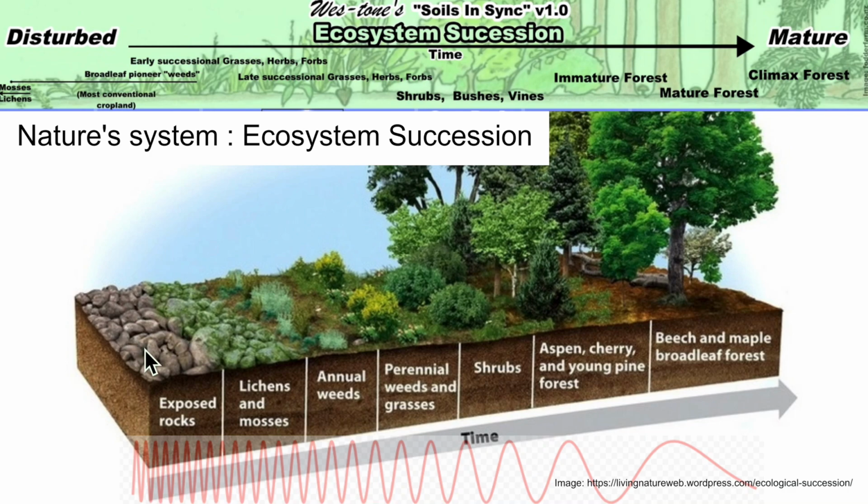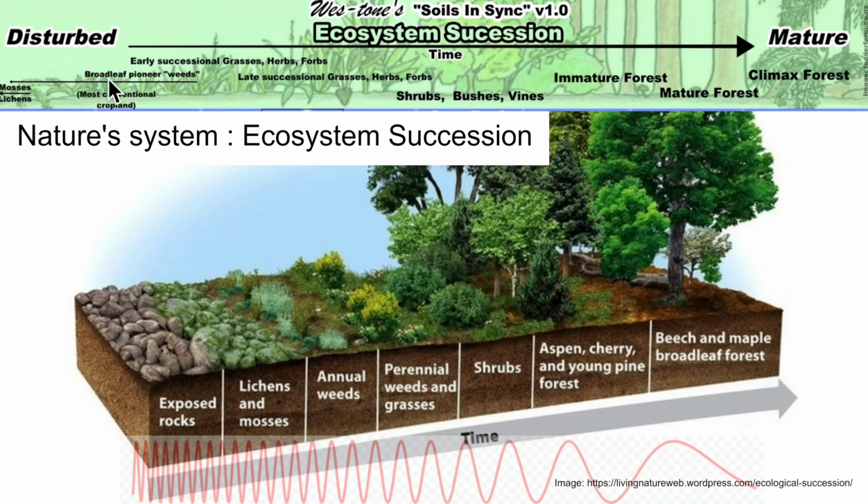Let's say we're starting with bare exposed rock. One of the first organisms that might come along are lichens and mosses. These will start to break down the minerals in the rock and make them bioavailable. And they'll sort of jumpstart the biological process. When those lichens and mosses die off, they accumulate organic matter and nutrients for the next generation of plants to feed off of.